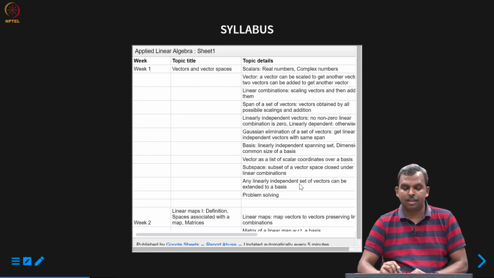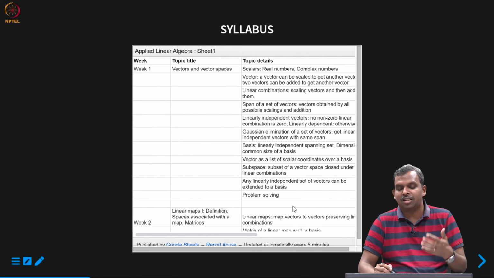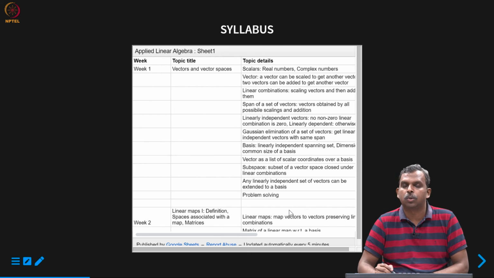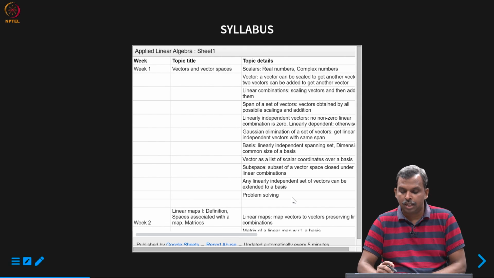Okay, so that's the syllabus. The sheet is a live sheet which is embedded into this presentation, so as I change the sheet, it will reflect here as well. So you will have the latest syllabus with you at any time.